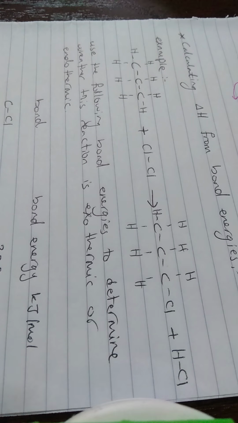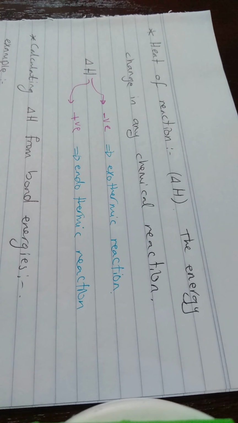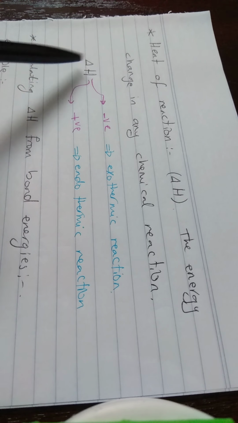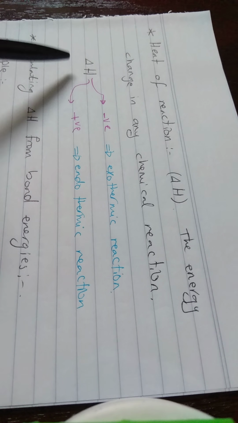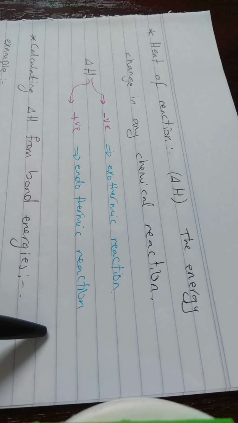And going from here, we have to calculate something called heat of reaction, delta H. Delta H, or heat of reaction, is the energy change in any chemical reaction. Delta H could be negative or positive. If delta H is negative, then this is an exothermic reaction. If delta H is positive, then this is an endothermic reaction.